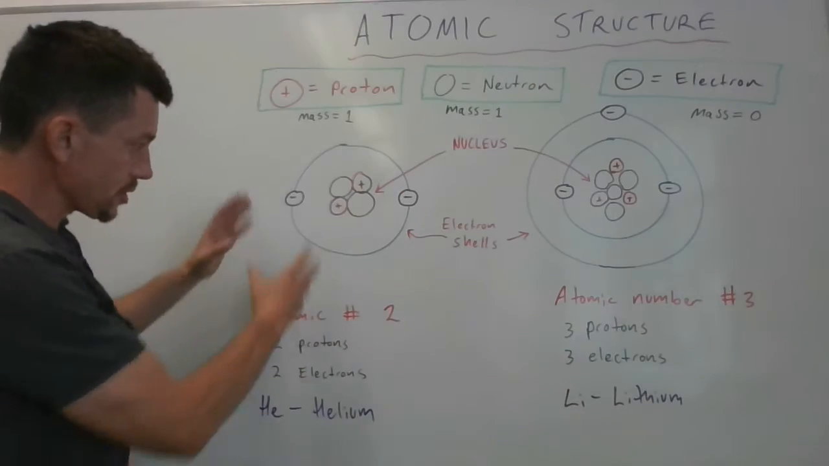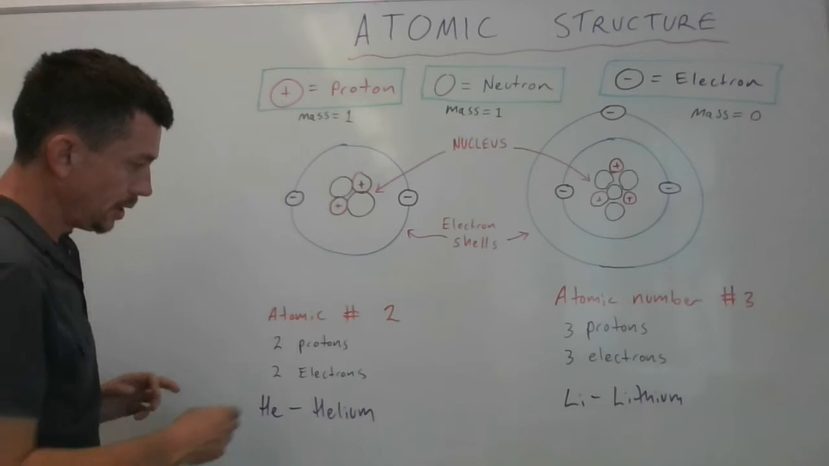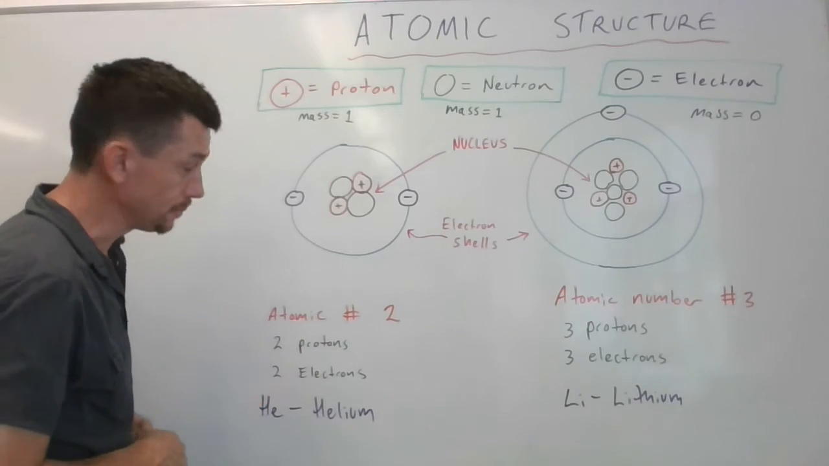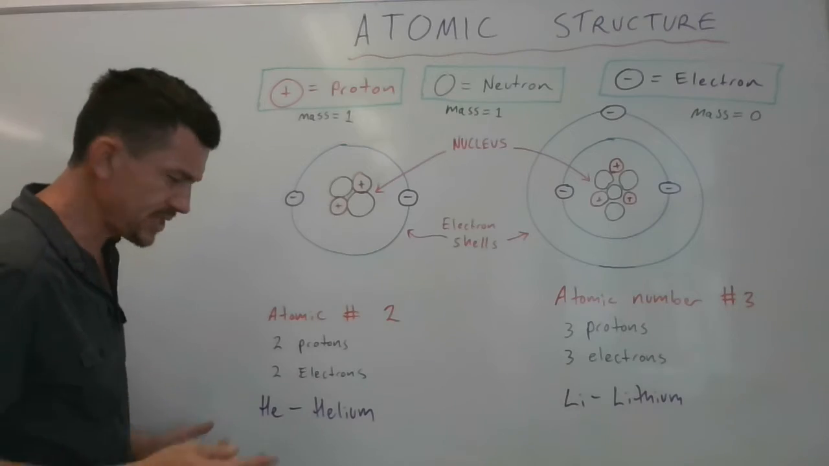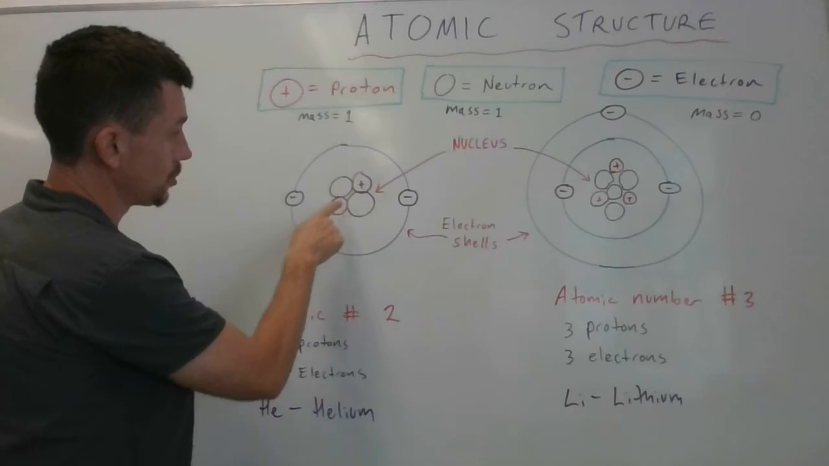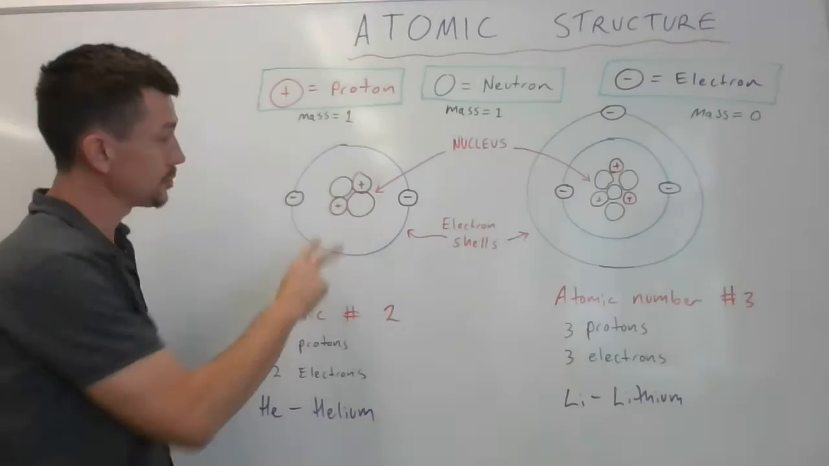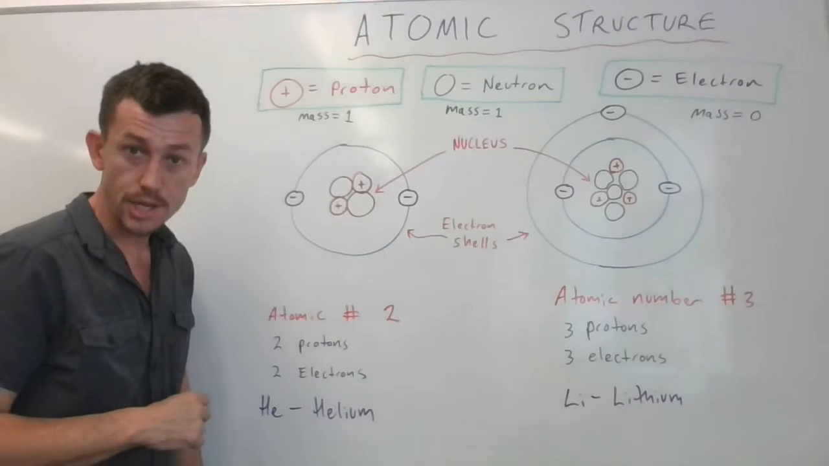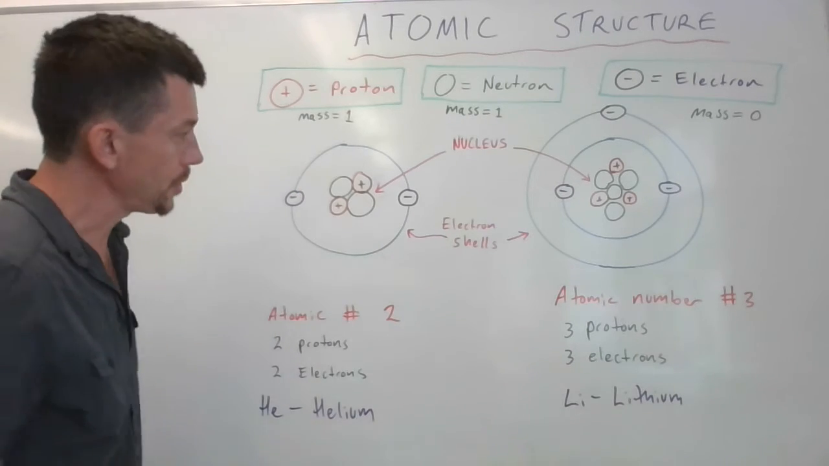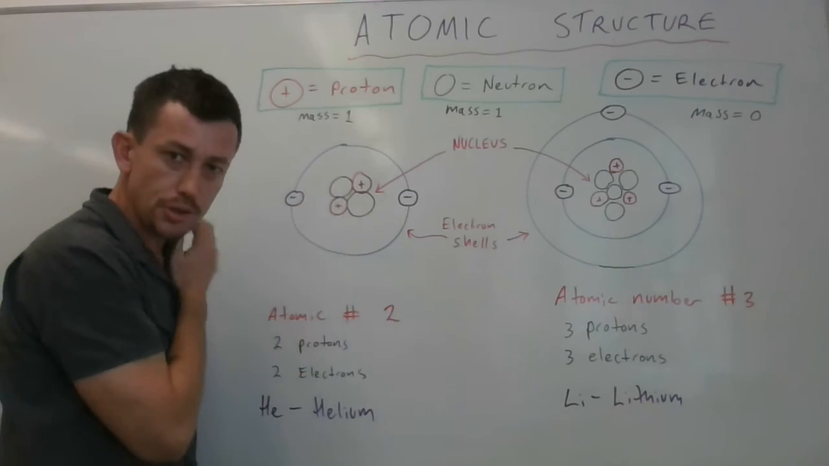Now, what else makes this a helium atom? Well, it has atomic number 2. Helium is number 2 on the periodic table. And what does that mean? Well, it means it has 2 protons and it means it has 2 electrons. And that is why I've drawn 2 of each in my picture, 2 protons in the nucleus and 2 electrons orbiting around the outside.